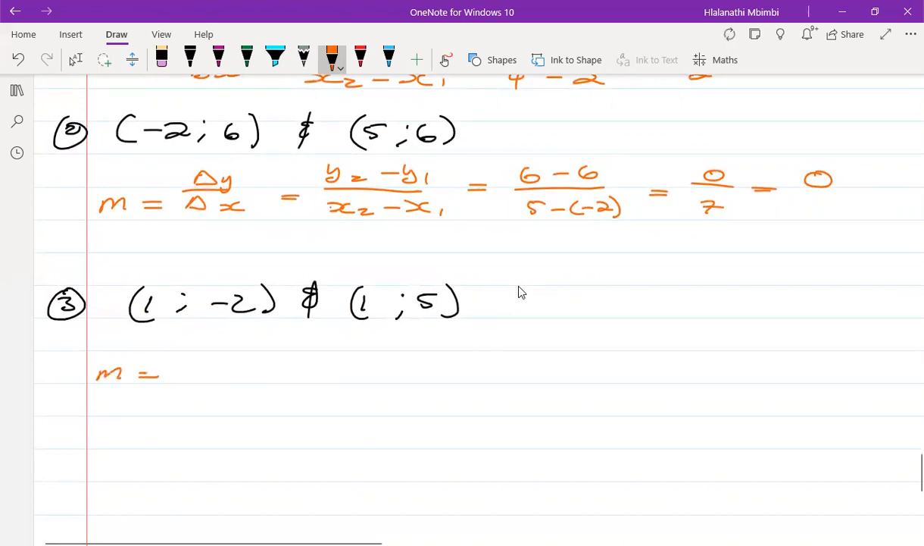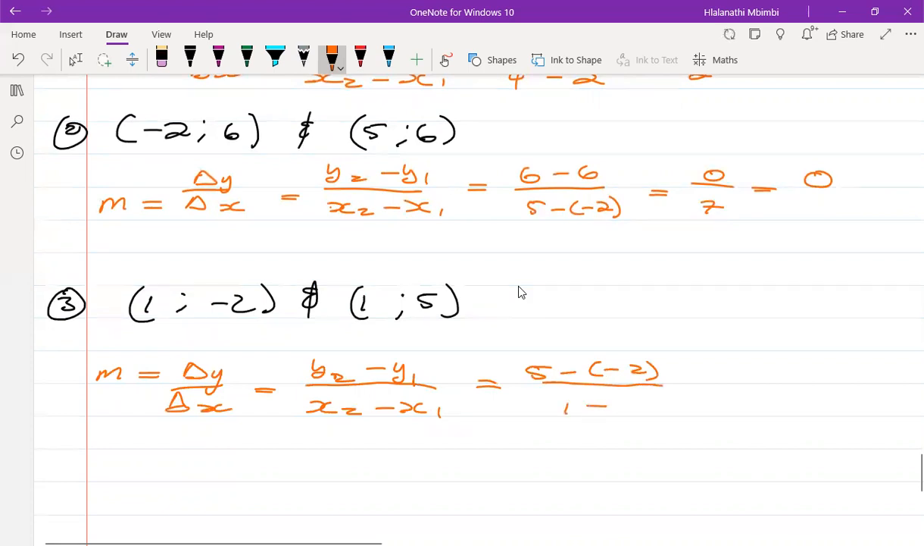Next one is the change in y over the change in x. This would be y2 minus y1, divided by x2 minus x1. And that would be 5 minus 2 divided by 1 minus 1. 1 minus 1 is 0, so that is 3 over 0. That is undefined. It's undefined.